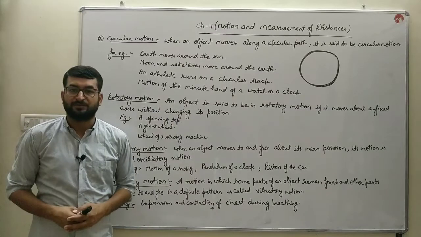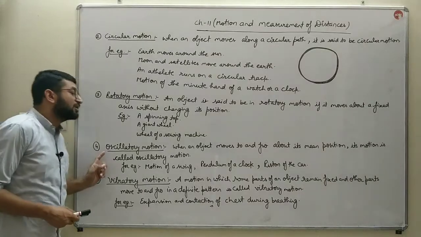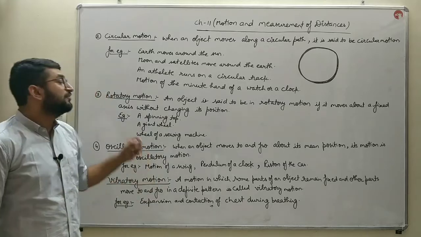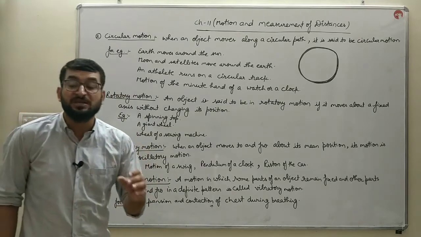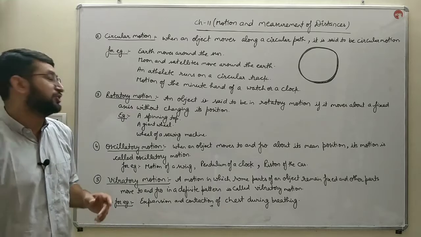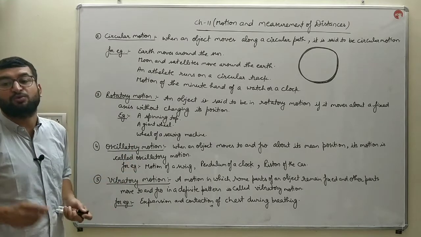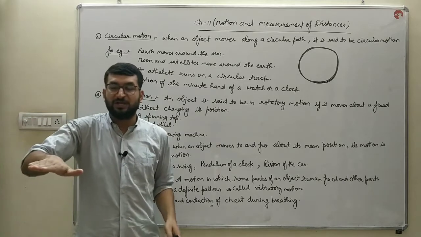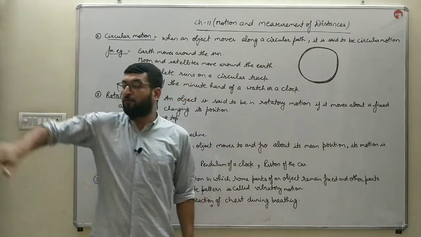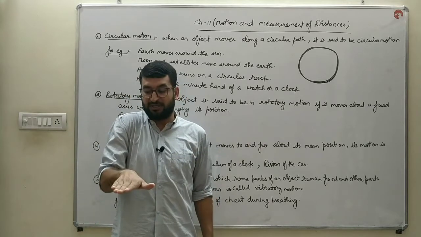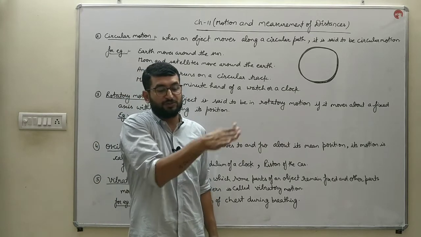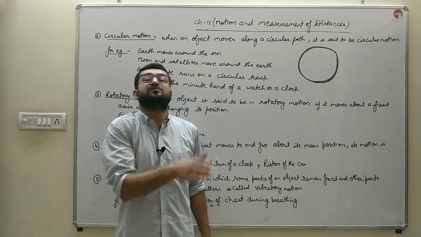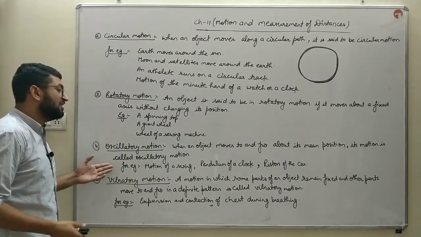motion. The next type of motion which we have to discuss is oscillatory motion. When an object moves to and fro about its mean position, then that motion is known as oscillatory motion. You must have observed the motion of a swing. The swing always moves to and fro about its mean position. Let us suppose that's the mean position. So it will go first this way and then that way, back and forth, back and forth. So this movement is known as oscillatory motion.